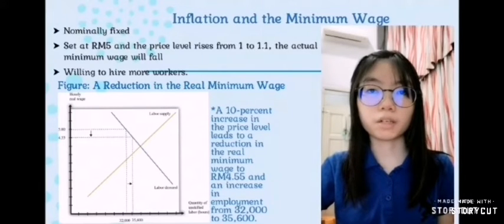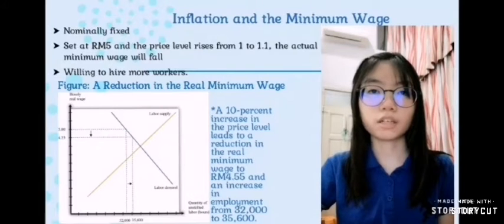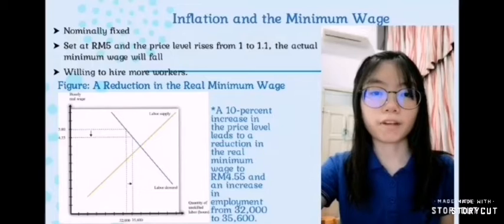Therefore, if the minimum wage is set at 5 ringgit and the price level rises from 1 to 1.1, the actual minimum wage will fall. For example, the effect of lowering the actual minimum wage is shown in the figure. A reduction in the real minimum wage. Due to lower actual wages, the company is willing to hire more workers. Employment time increased from 32,000 hours to 35,600 hours. More than 19 jobs can be found.